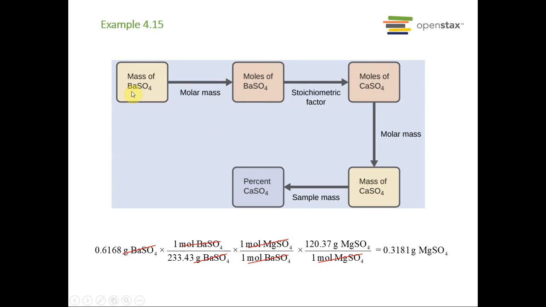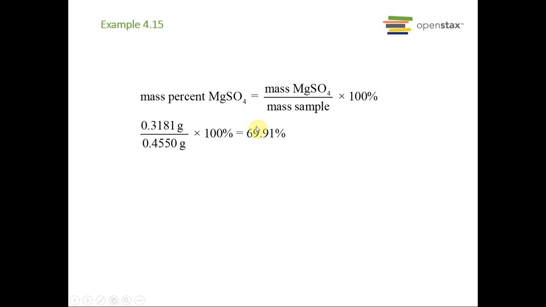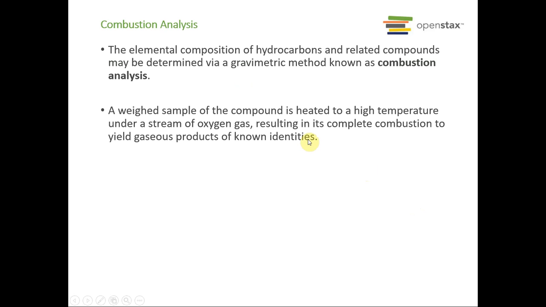So here it is. The mass of barium sulfate divided by its molar mass is the moles, times the stoichiometric factor gives the moles of, should have been magnesium instead of calcium. And from the moles of magnesium sulfate, using its molar mass, we calculate its mass. And then from its mass divided by the mass of the sample, we get the percent magnesium sulfate. They do it right on the bottom. They didn't change the picture. And we get 69.91%.